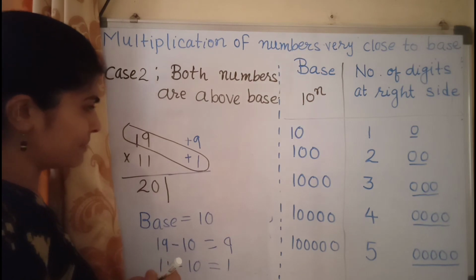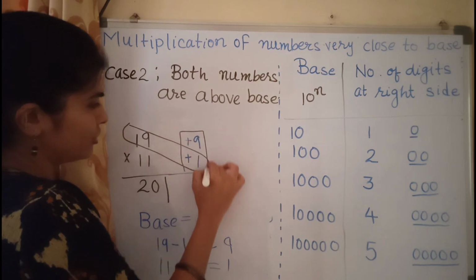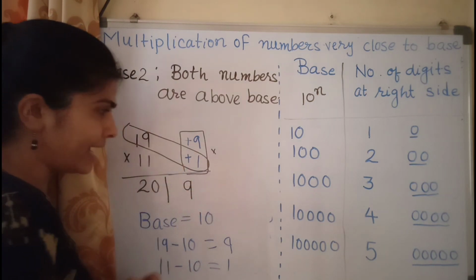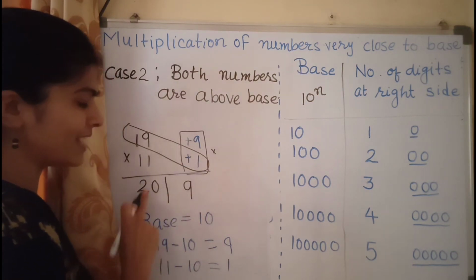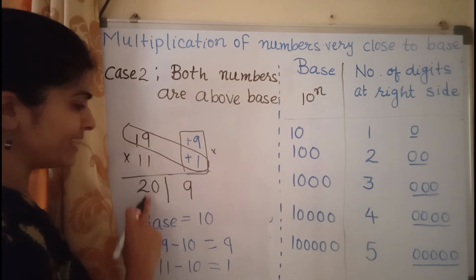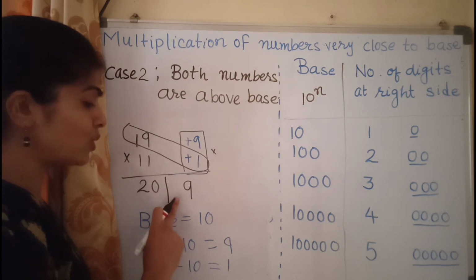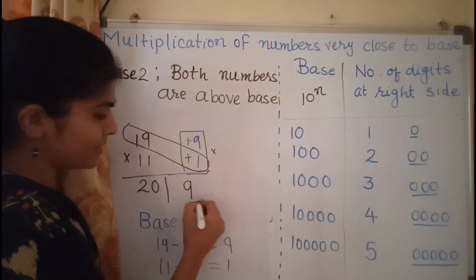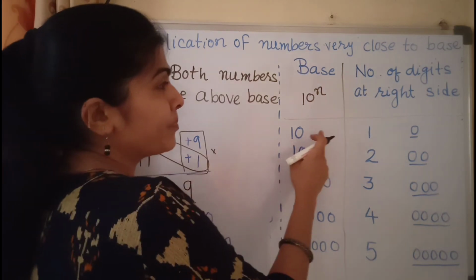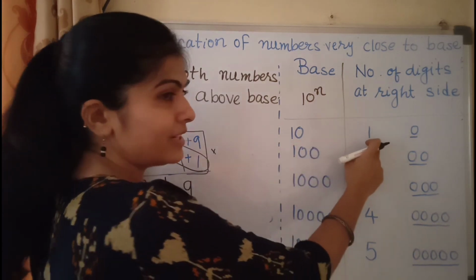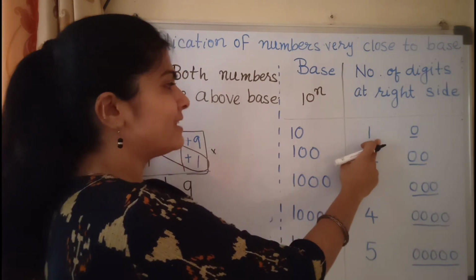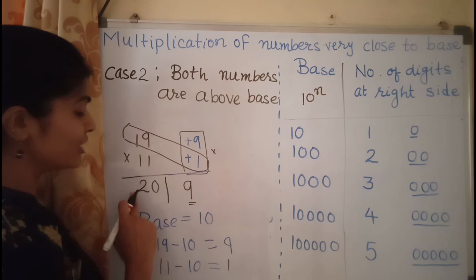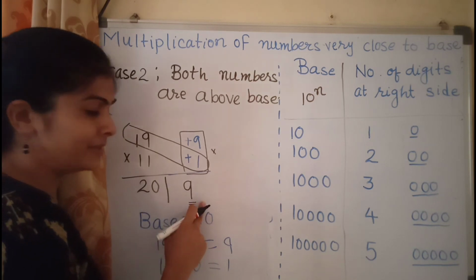And next step is you need to do the multiplication of both these numbers. 9 times 1 is how much? That is 9. And both are positive, so the answer is positive. So here my answer is 209. Now we should even check: this number is 9 and base is 10. If the base is 10, how many digits should be there on the right hand side? There should be just one digit. And yes, here also just one digit. So our answer is 209.